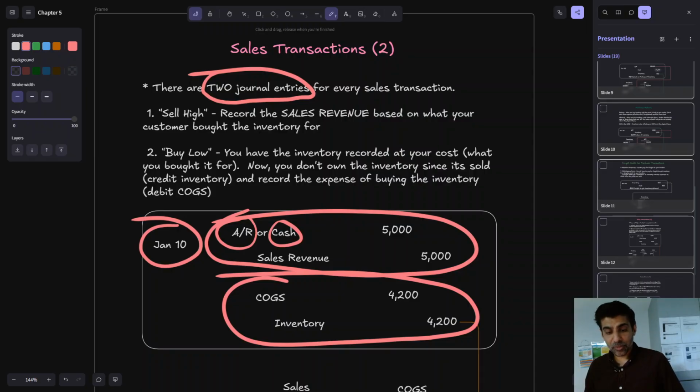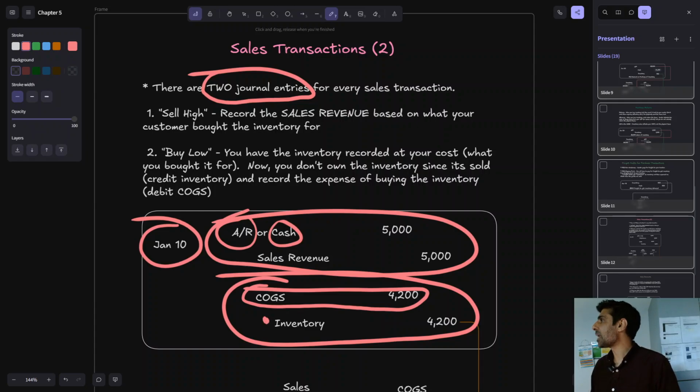And then on the expense side, we talked about this. Cost of goods sold is an expense account. Just to remind you, like all expense accounts, it's a debit. And we're reducing our inventory by the amount of whatever we paid for that inventory item. So we're converting an asset, inventory, into an expense in this second journal entry.